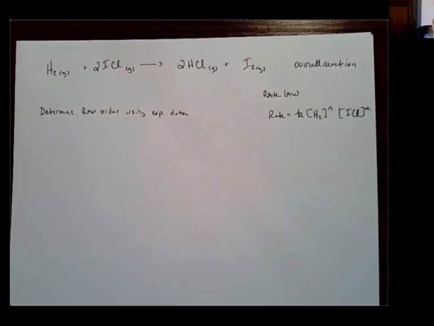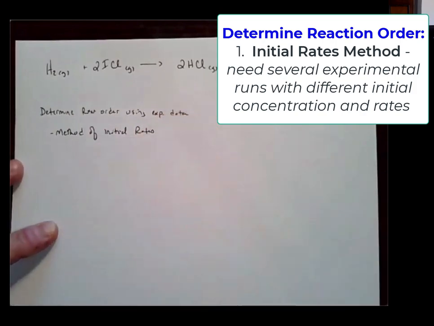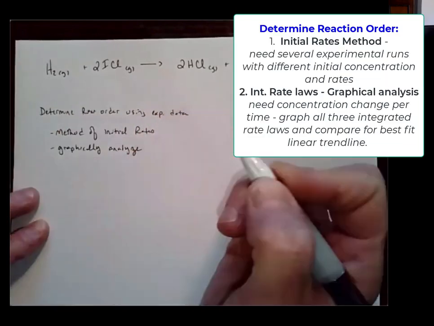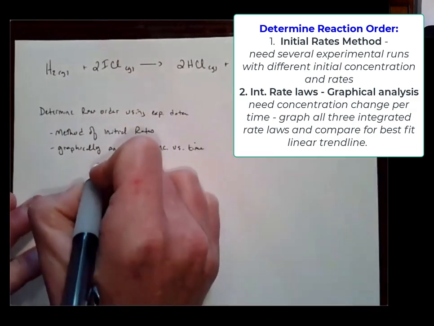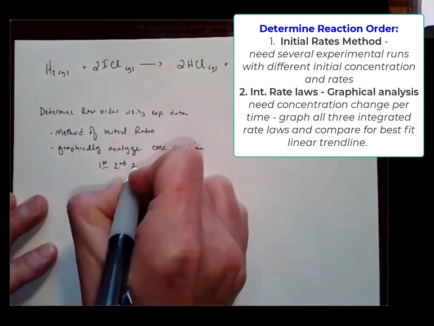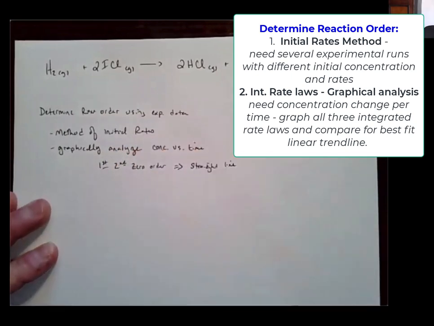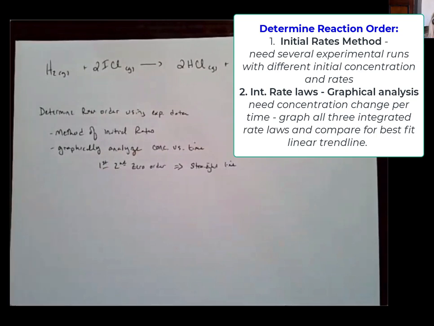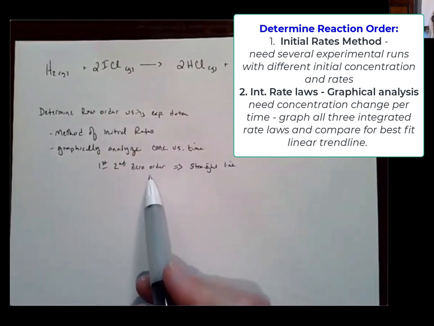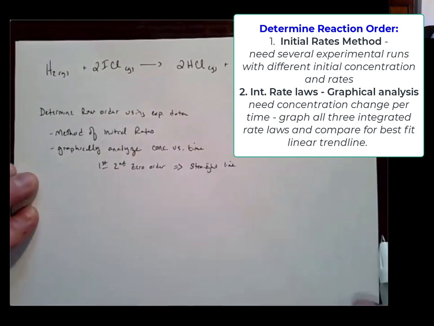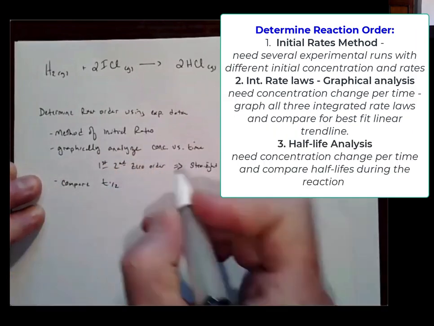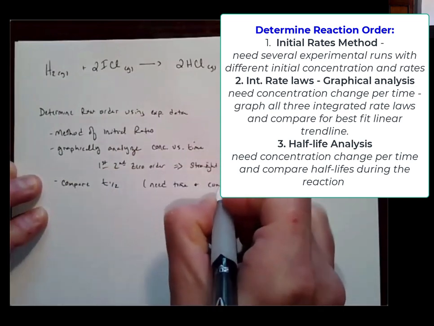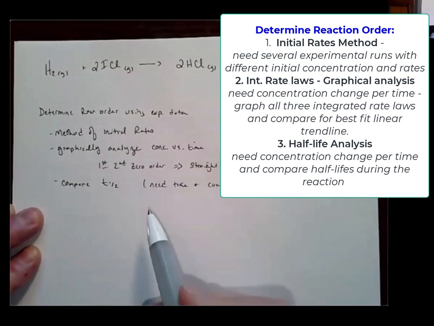I could look at my method of initial rates. So that was back in, I think, part 2. I could graphically analyze concentration versus time, and we could determine first, second, or zero order, whichever one gives you a straight line, by plotting natural log of concentration versus time, 1 over the concentration versus time, or concentration versus time. And so whichever one of those is going to give you a straight line, that will tell you your reaction order. I could compare half-lives, but I need time and concentration values. So you could do any number of these to determine the reaction order.